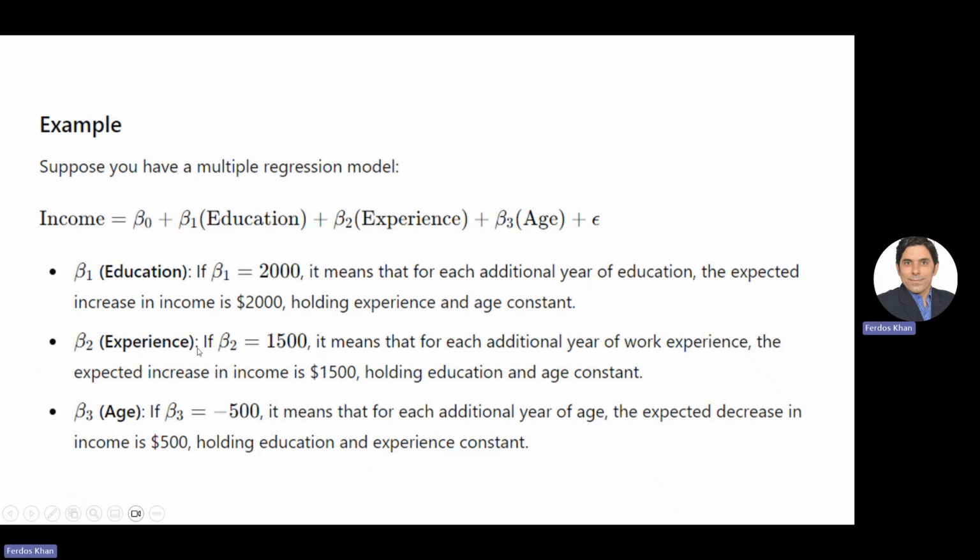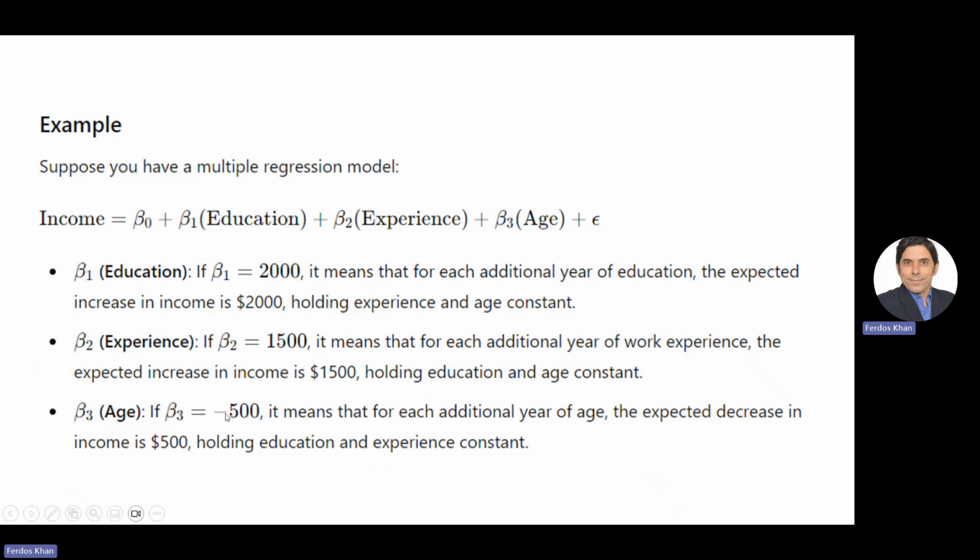Beta 2 experience: if beta 2 is equal to 1500, it means that for each additional year, remember this is yearly data, so the interpretation is in years. Education, of course, we can do in a year, maybe some small courses also, but it is in years in this case. It means that for each additional year of work experience, the expected increase in income is $1,500, holding education and age constant.